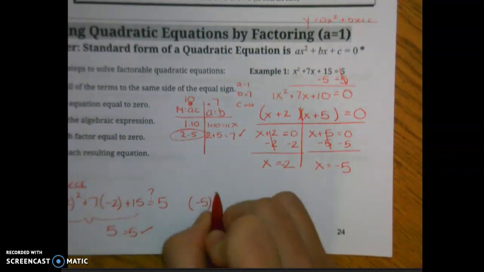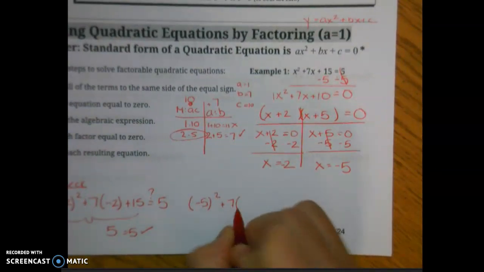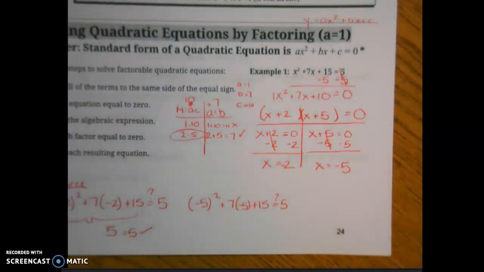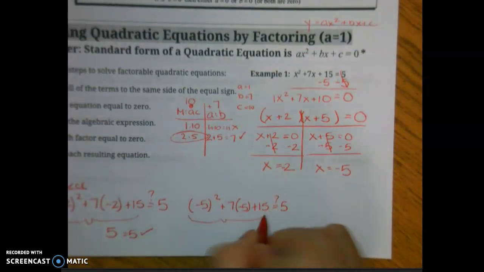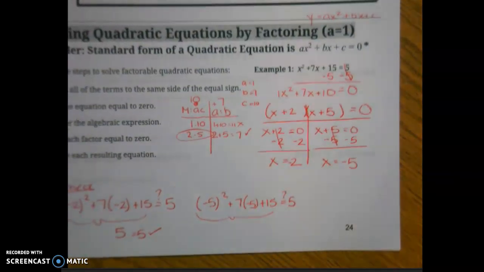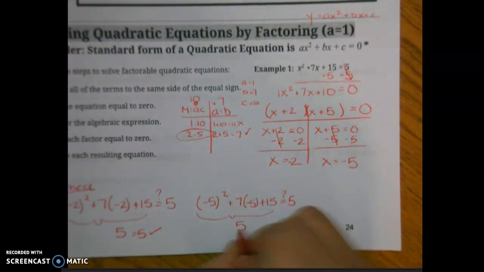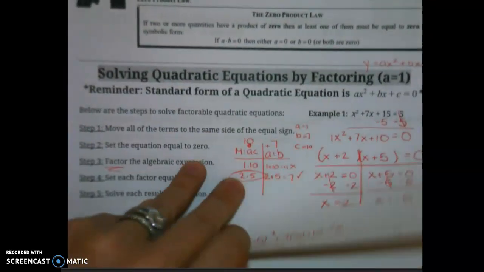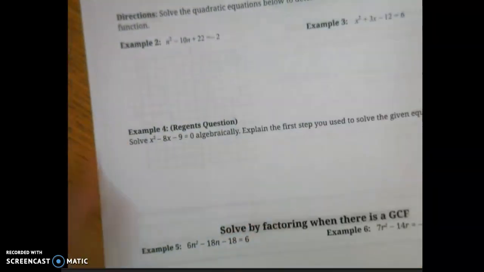Negative 5 squared plus 7 times x, so 7 times negative 5, plus 15, is this equal to 5? Again, you would just type this whole thing into Desmos or whatever calculator you're using at home, and it should give you 5. So both values actually check in the equation to make it true. Okay, so let's turn the page, and you should pause the video and try example 2.